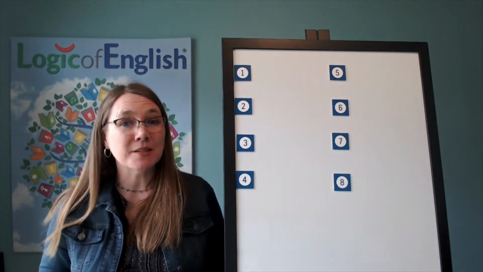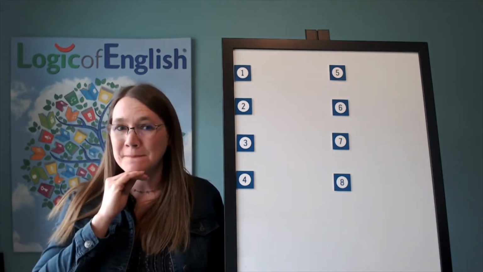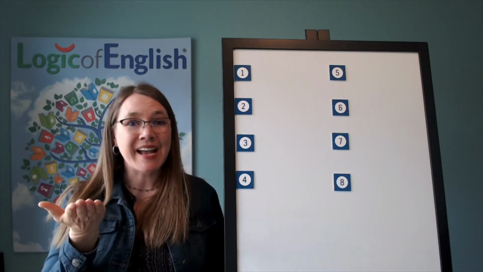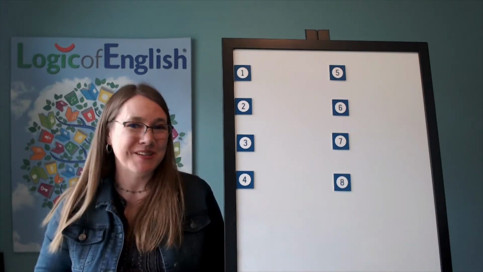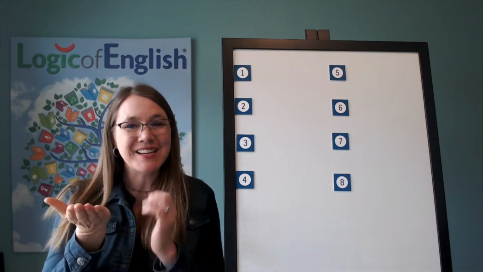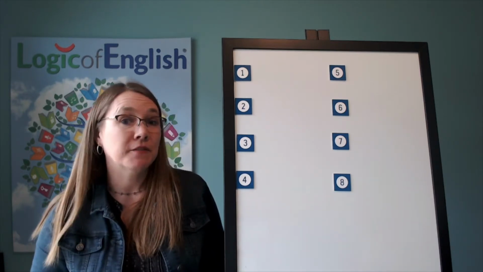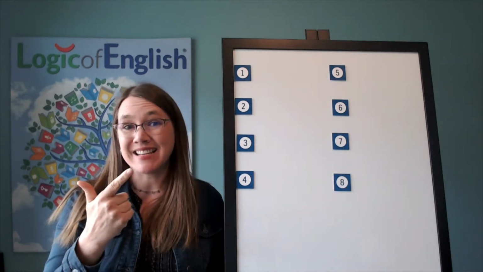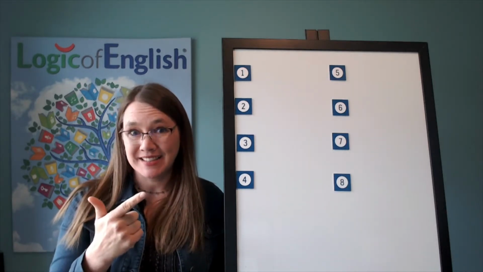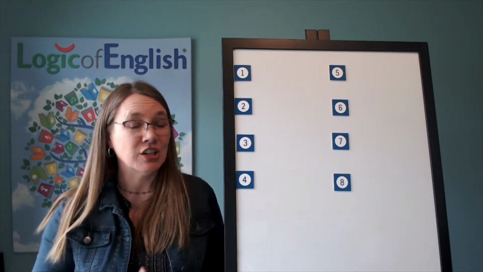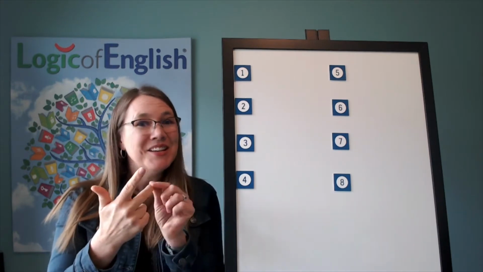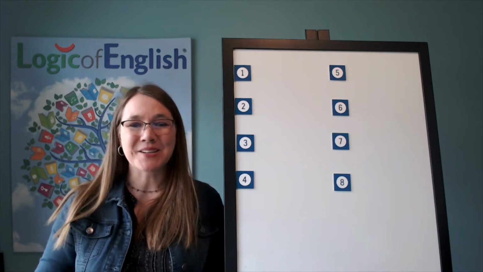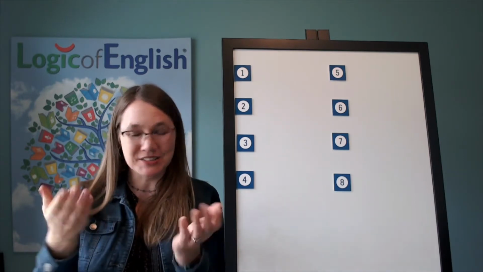Good. How many syllables in title? 2. We will say to spell title. What will we say to spell? Title. All right, the first syllable is tie. Let's sound it out. T-I. This is an I-E-Y. The second syllable is tul. T-ul. That's right, silent final E. You've got it. Go ahead and write title.